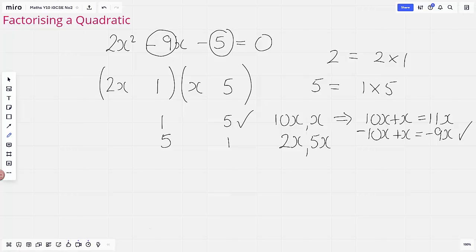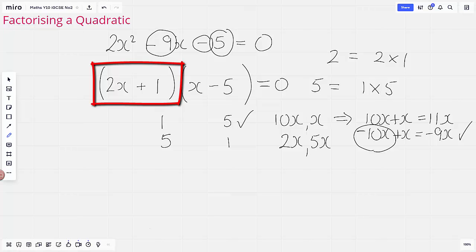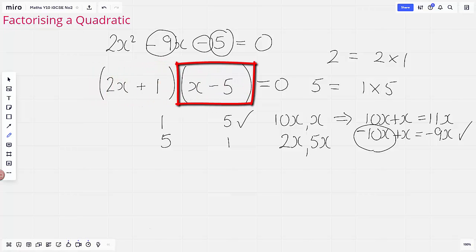Now remember, I need to get a minus 5, and I need to generate a minus 10. So the bigger number has to be the minus 5 being negative. The bigger number has to be negative, and the small number has to be positive. And this all equals 0. So my two factors are 2x plus 1 and x minus 5.